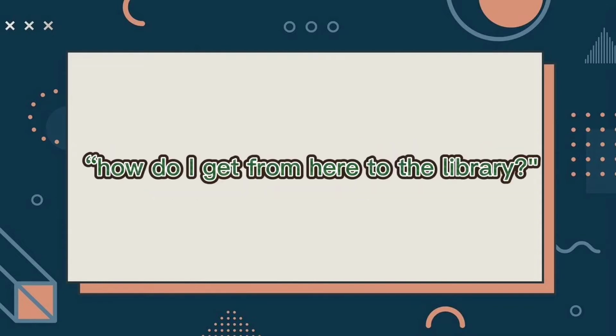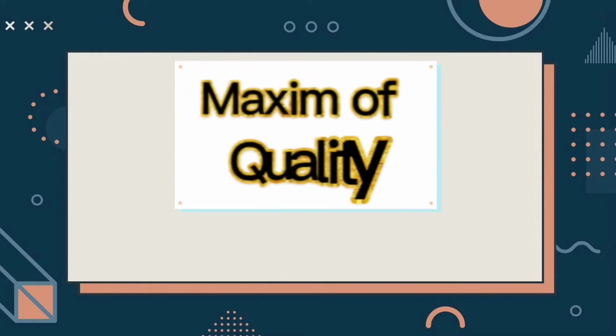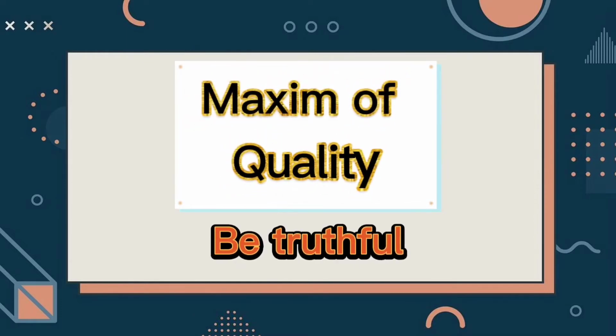For example, based on the maxim of quantity, if someone asks you, "How do I get from here to the library?" your expected answer should contain enough information for them to understand how to get to the library, but no more information than that. The second maxim is the maxim of quality, or be truthful.